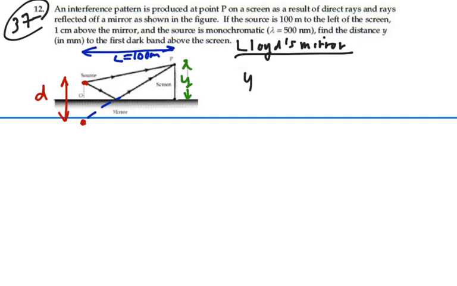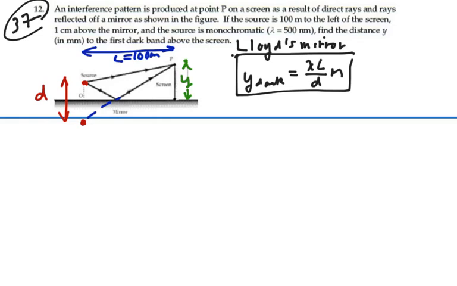And we will get dark fringes at lambda L over D times m. And we will get constructive or bright fringes at the usual place, lambda L over D times m plus 1/2. So we want to find the location of the first dark band above the screen.